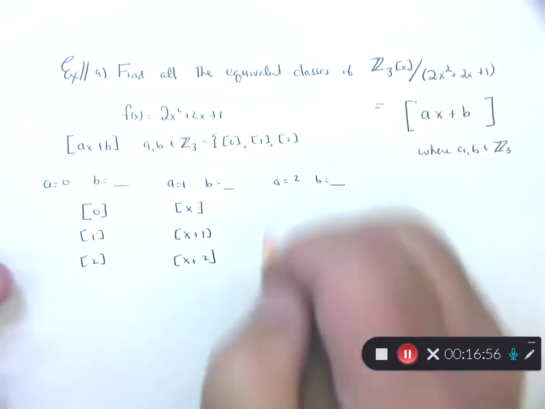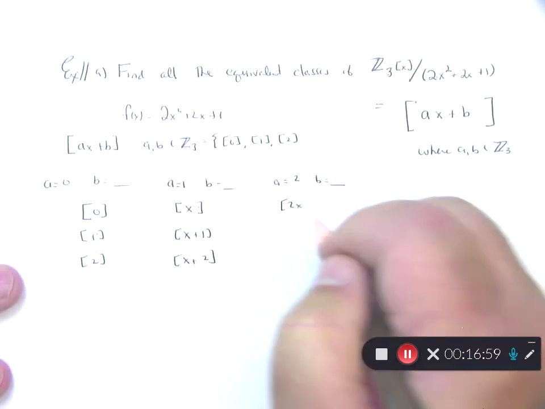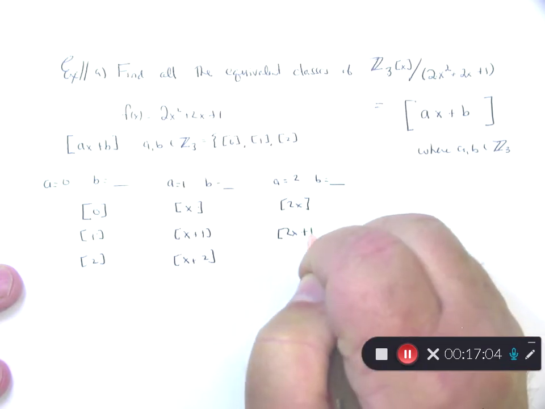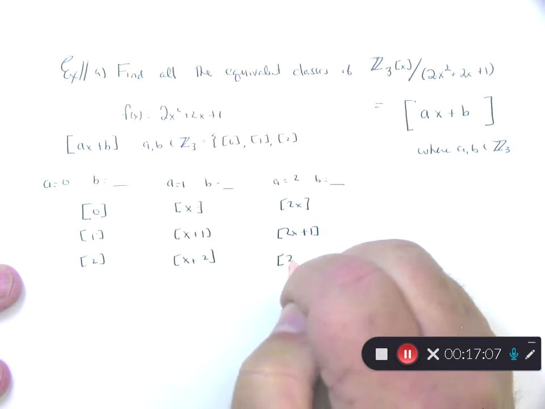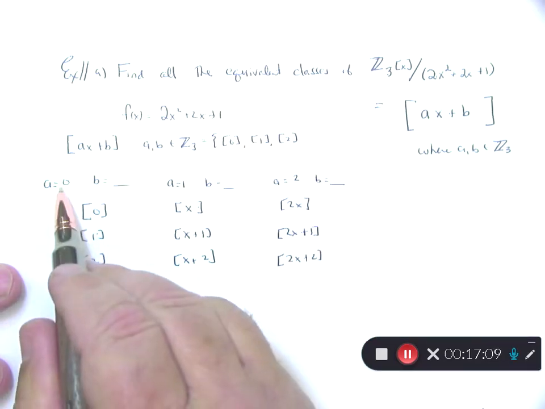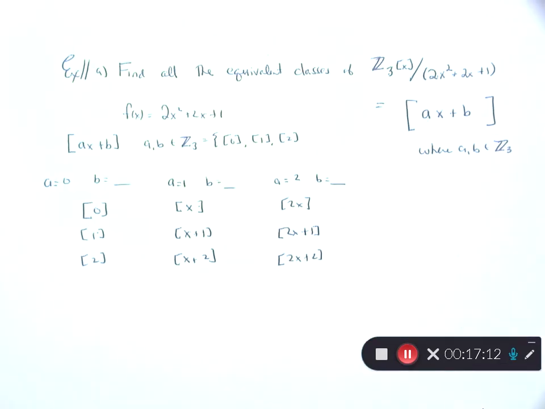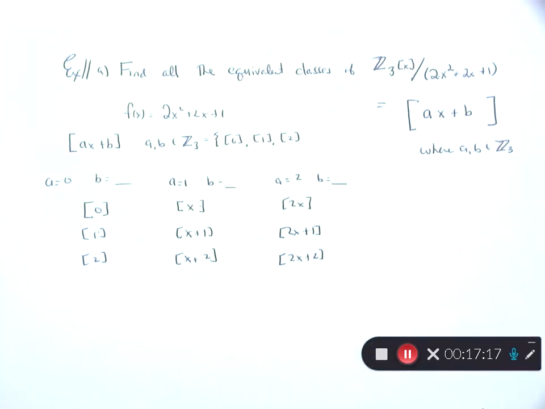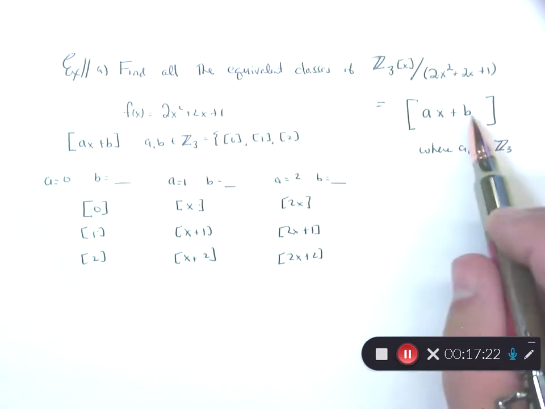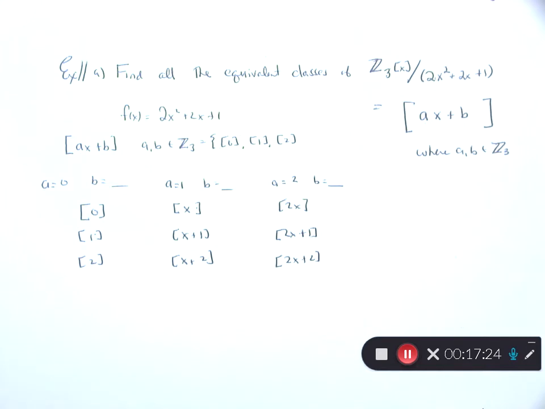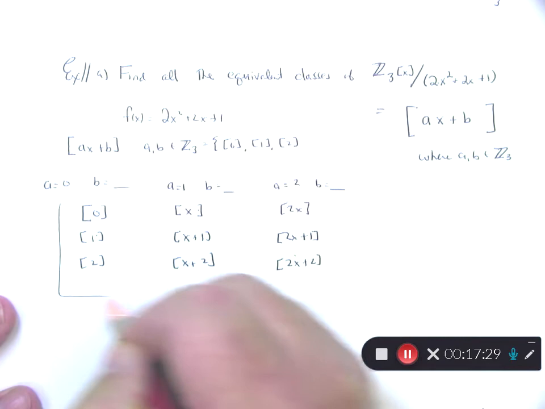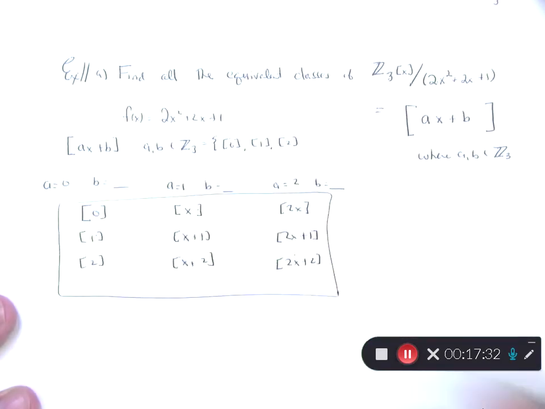So a is 2, so I can get 2x, and then b would be 0, that would give me 2x. Then b could be 1, that would be 2x plus 1, and then b could be 2, that would give me 2x plus 2. So a is 0, run the gauntlet of b. a is 1, run the gauntlet on b. a is 2, run the gauntlet on b. And I systematically do this. And I know how many I need. 3 choices for a, 3 choices for b, multiplication principle, 3 times 3 is 9. And notice 1, 2, 3, 4, 5, 6, 7, 8, 9. I have all the equivalence classes.